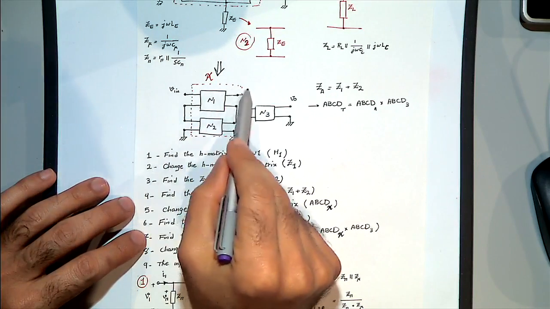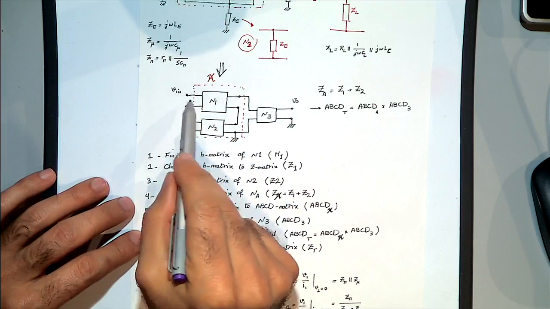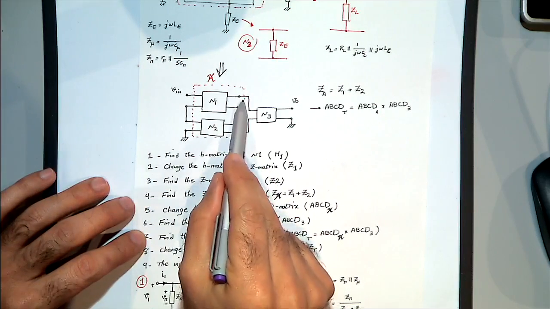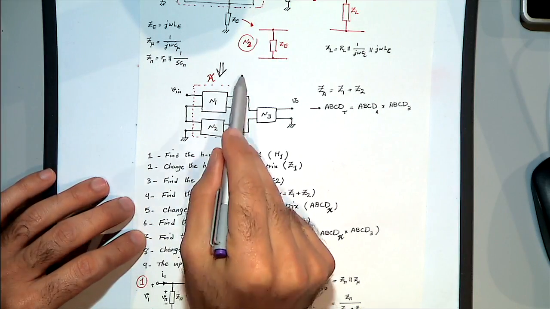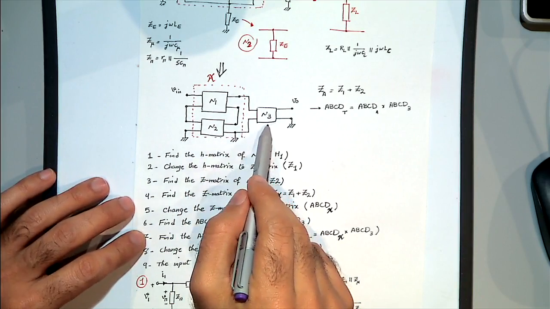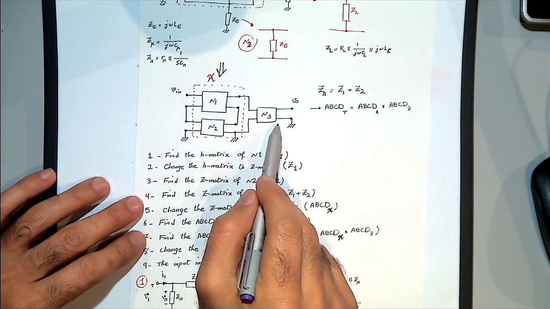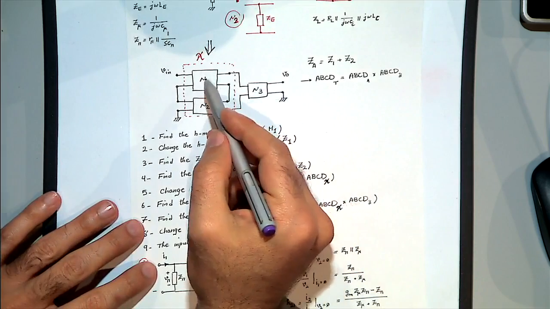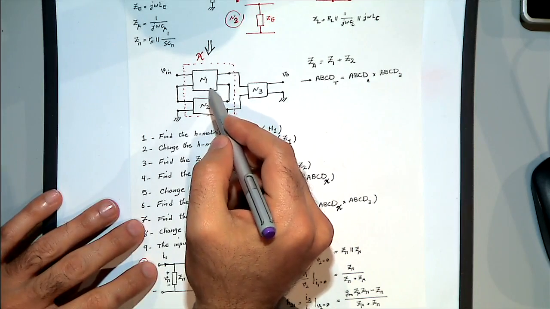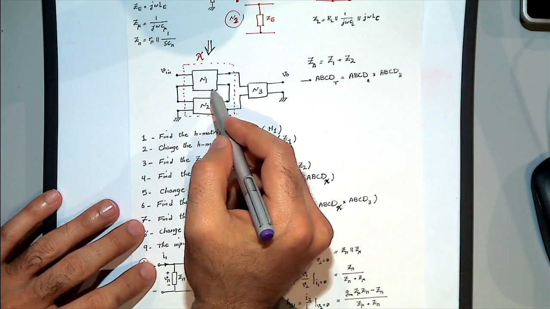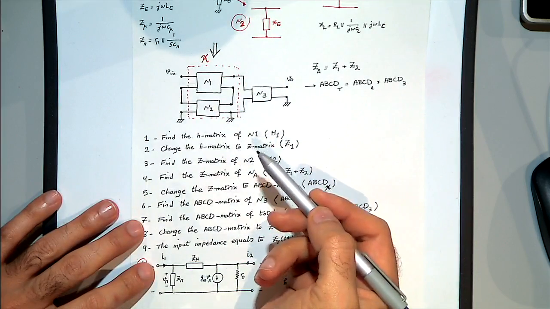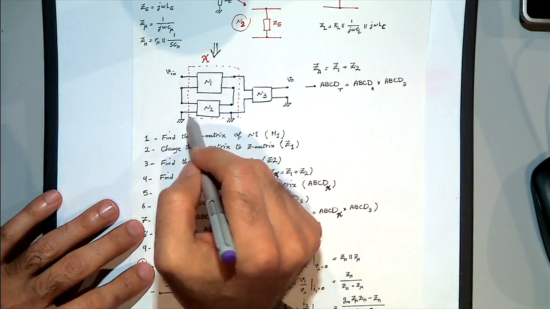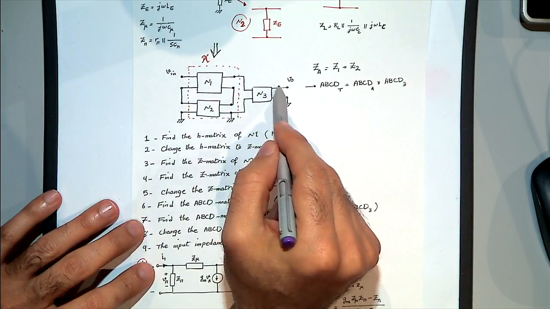Then this new network, which again has one port here and one port here, is cascaded with the network three. As they are cascaded, we are interested in ABCD. Then I need to change the Z parameters of network X to the ABCD matrix. I found the ABCD matrix of this, and then I found the ABCD matrix of this.